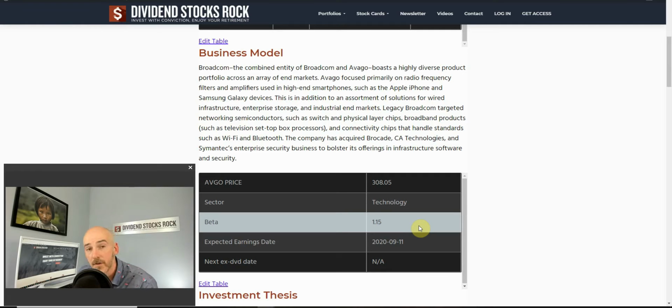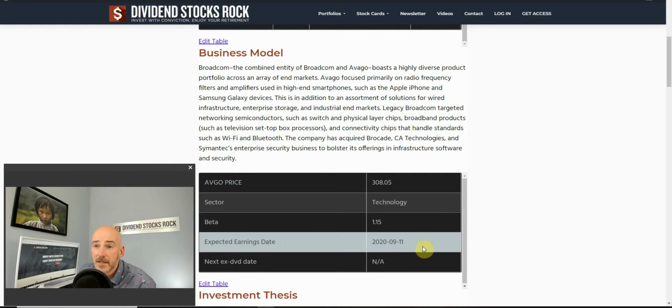So a beta of 1.15 will tell you that when the market is up by 1%, chances are that Broadcom is up by 1.15. So it will have a slightly bigger movement than the stock market. When the stock market goes down, the same thing applies.